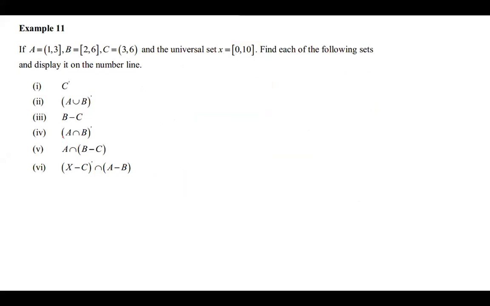So let us first find A union B. From the 2 sets that we've been given, our A is from 1 to 3, our B is from 2 to 6. To find the union set, remember what I said, union set is addition of 2 sets. So the simplest way of solving interval sets is by using the number line.